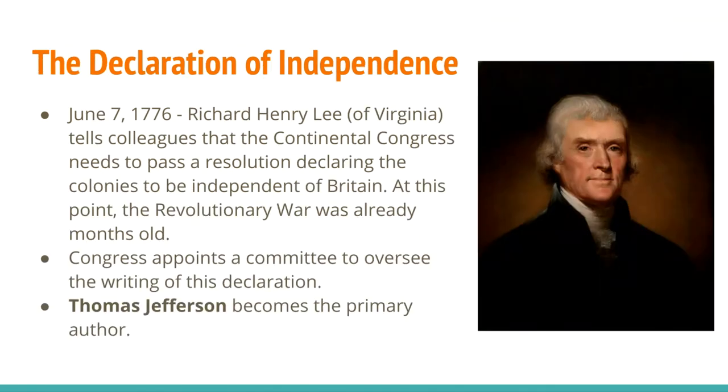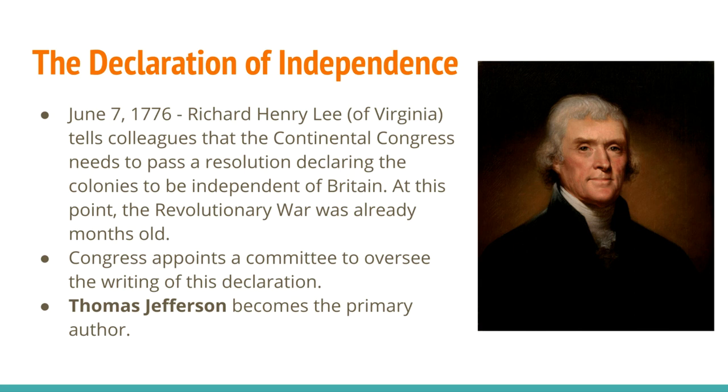On June 7th, 1776, the Virginia delegate, Richard Henry Lee, so he was representing the colony of Virginia, stood before his colleagues and said that the Continental Congress needed to pass a resolution that would officially declare the colony's independence from Britain. By this point, the Revolutionary War was already many months in. Congress appointed a group of men to oversee the declaration. Thomas Jefferson, who was known for his writing ability, ended up writing most of the document.